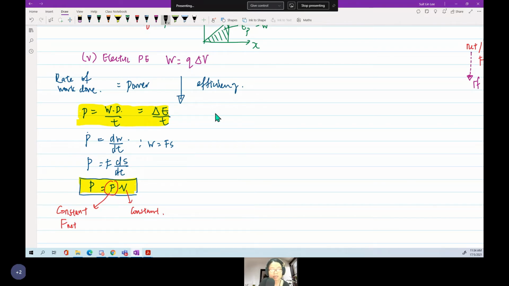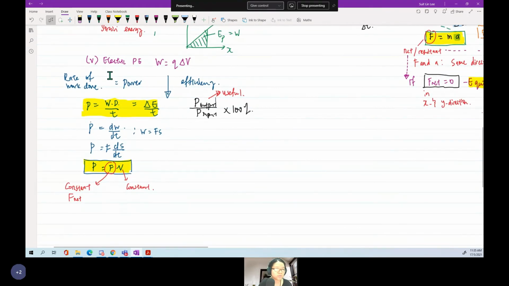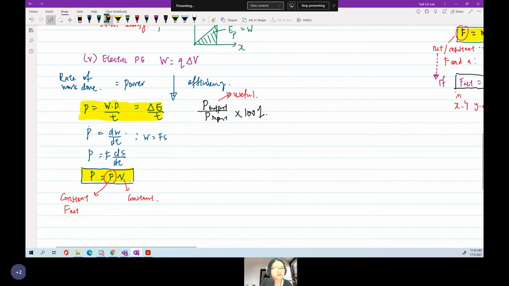We will take the ratio of useful output to input power or energy, times 100%. The output one is useful. Read the scenario, figure out what is useful to you. The input one is not useless, it's the one that you put in. Okay, that is it for this part. This one is another 5 to 10 marks.